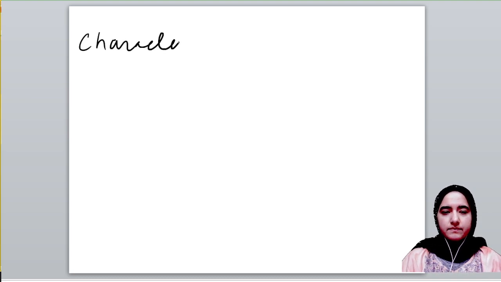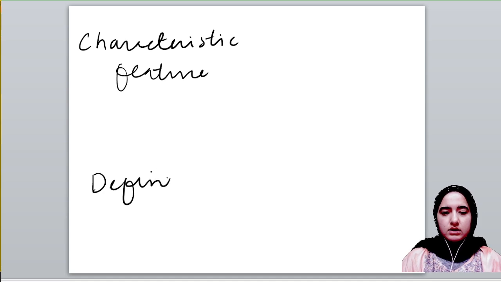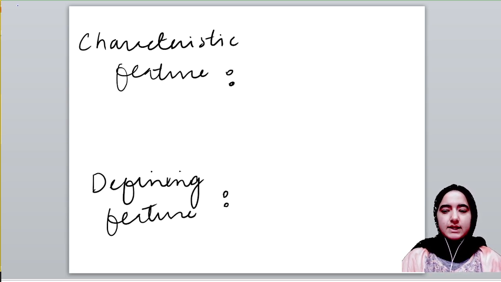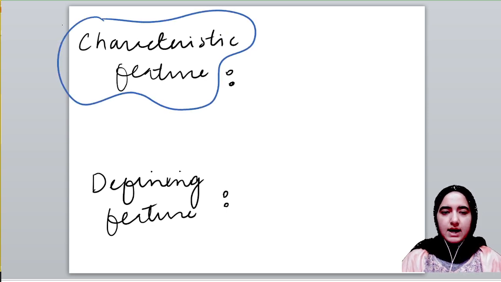characteristic features and another one is the defining features. We will first of all try to learn what characteristic features basically are, and then we will discuss what defining features are. First of all, we will see what a characteristic feature actually is.